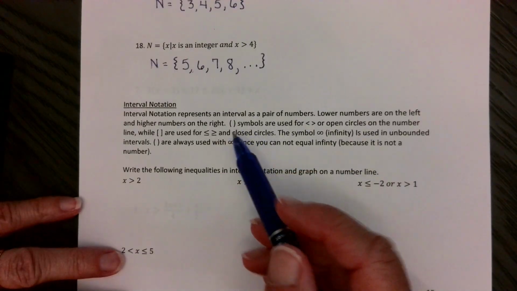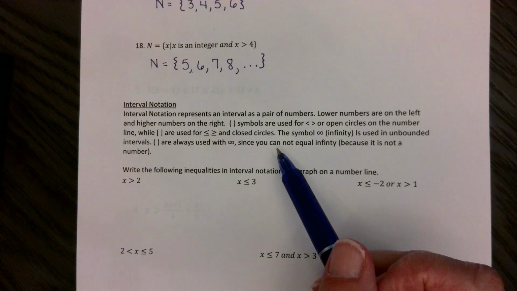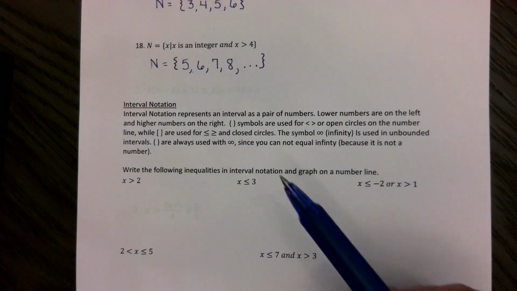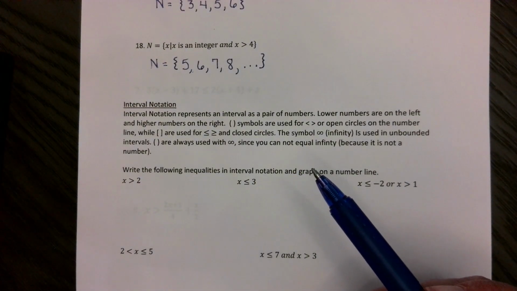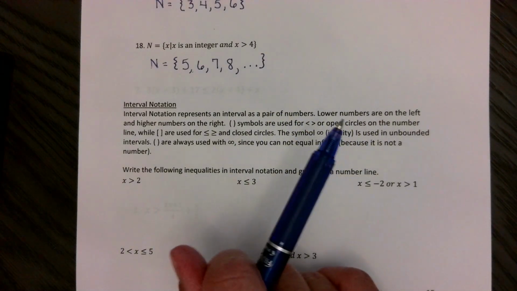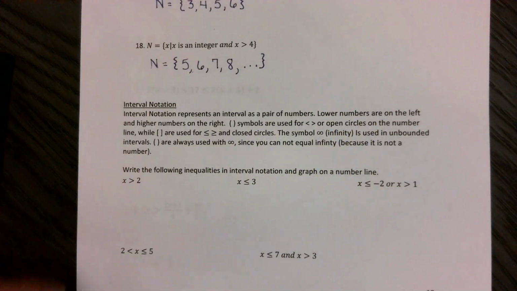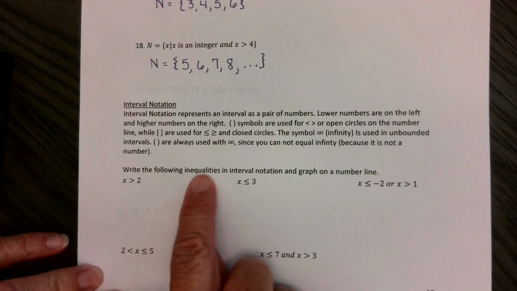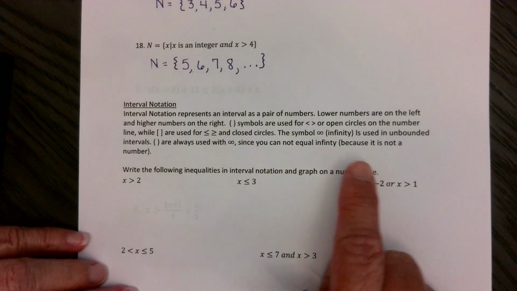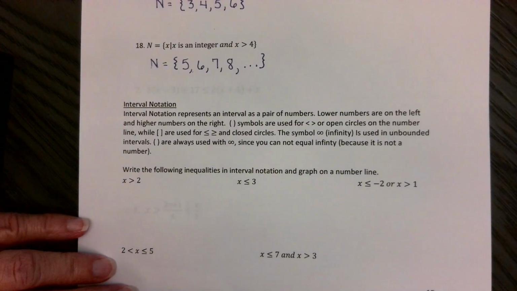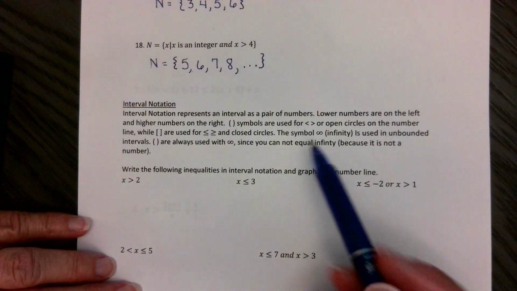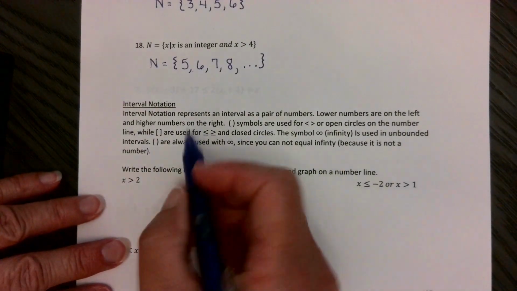Interval notation. Okay, this is one that we are going to do the most. They're kind of like endpoints. Sometimes you're going to use parentheses, sometimes you're going to use brackets. Now, I teach this. It says write the following inequalities in interval notation and graph it on a number line. This is exactly what it's going to look like in Alex, but I say let's do the number line first.